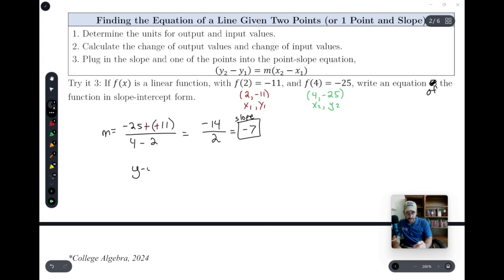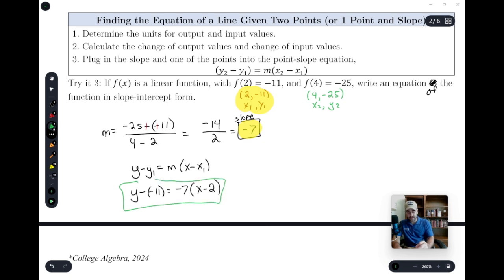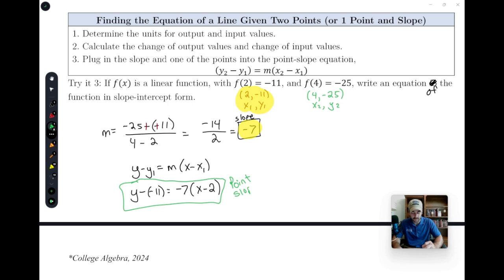So you remember y minus y1 equals m times (x minus x1). And we're just going to plug in the three things we have. So maybe we'll use x1 and y1 from up here and the slope from here for the m value, and get y minus -11, careful with that negative sign, times -7 (x minus 2). And we have ourselves an equation of a line in point-slope form.